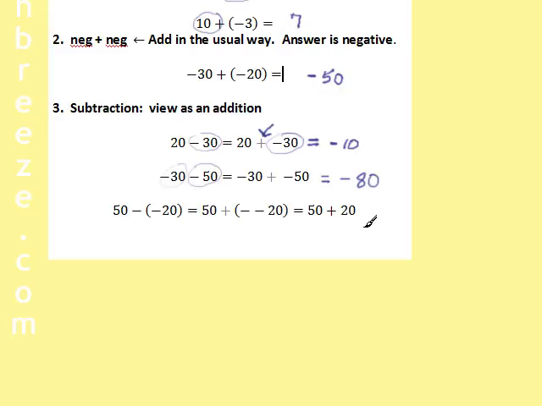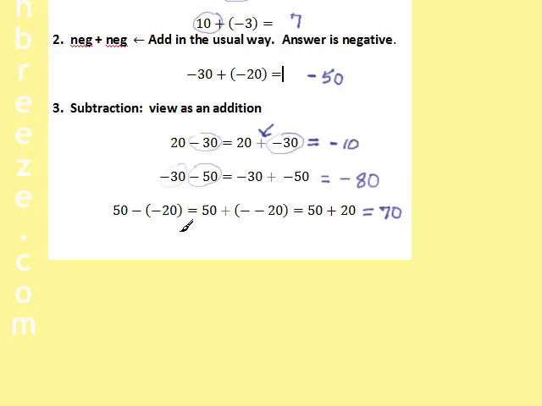All right, in this example, we have 50. And we're subtracting negative 20. So we have two subtraction symbols in a row here, or two negative signs in a row. So we will make that 50 plus, again, attach this subtraction symbol to the negative 20. So that would be 50 plus negative negative 20. Well, negative negative 20 is positive 20. Two negatives in a row is a positive. So that's 50 plus 20, which is 70.